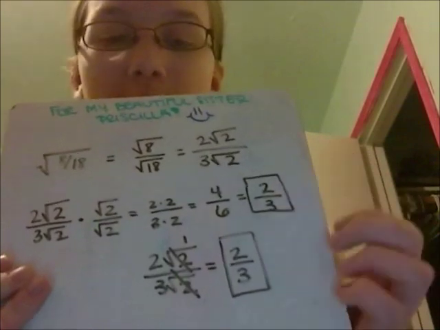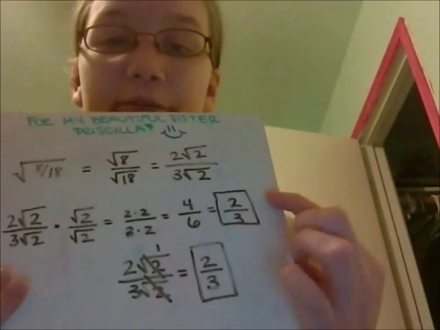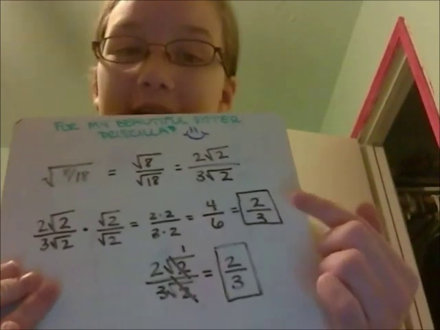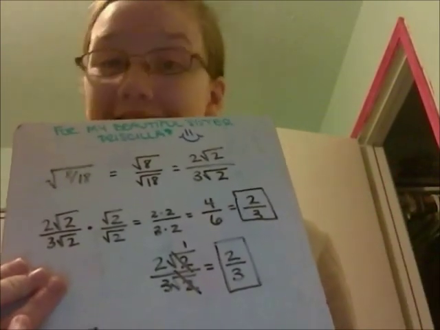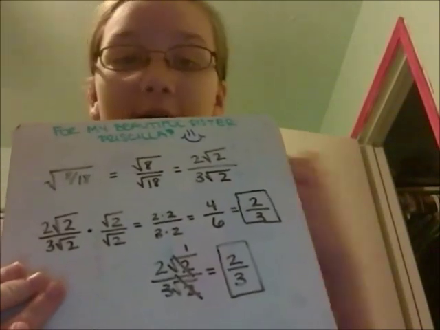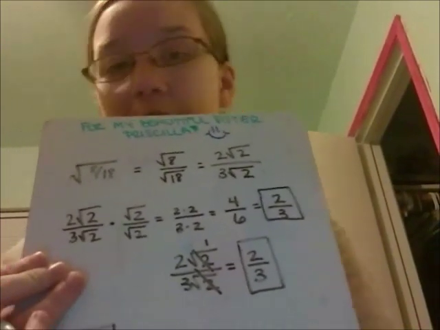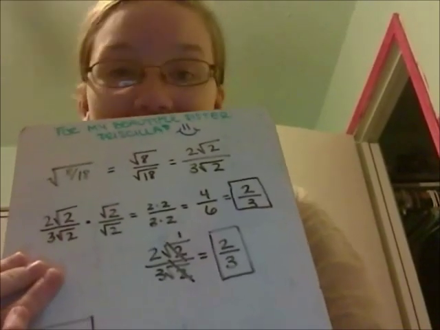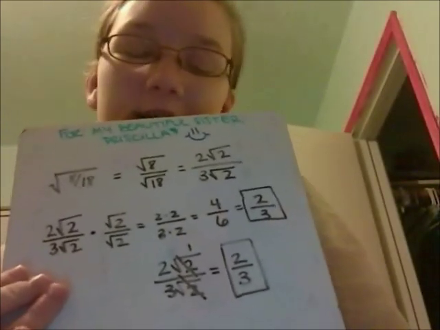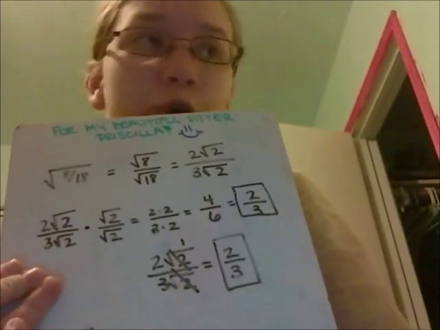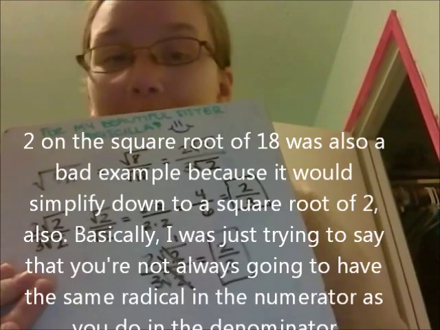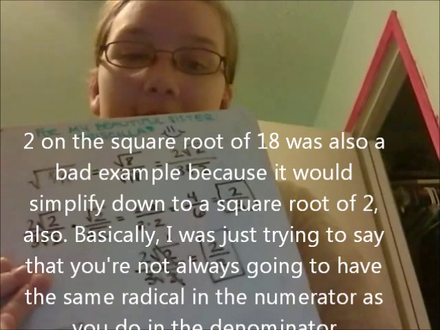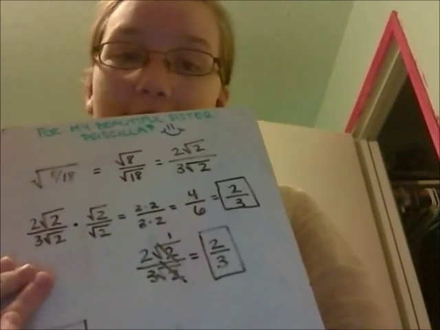Same answer. Alright? Now the reason why I showed you this step first is because it's not often that you'll have the same radical in both the numerator and the denominator. Most of the time you'll have, like I said, 2 times the square root of 5 divided by 3 times the square root of 2, or 2 times the square root of 18 divided by 3 times the square root of 2, that type of thing. So it's not often that you'll have the same radical.